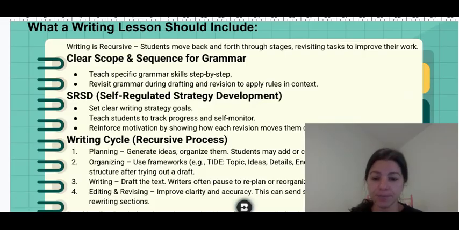And after you've done it as a class several times, then have your students start creating their own goals based off of their writing. And then we know that we have to incorporate the writing cycle into our writing lessons daily. So that means we are either planning, we're organizing, we're writing, we're editing, or we are revising on any day. So these are all the components that should be included within your writing lesson.